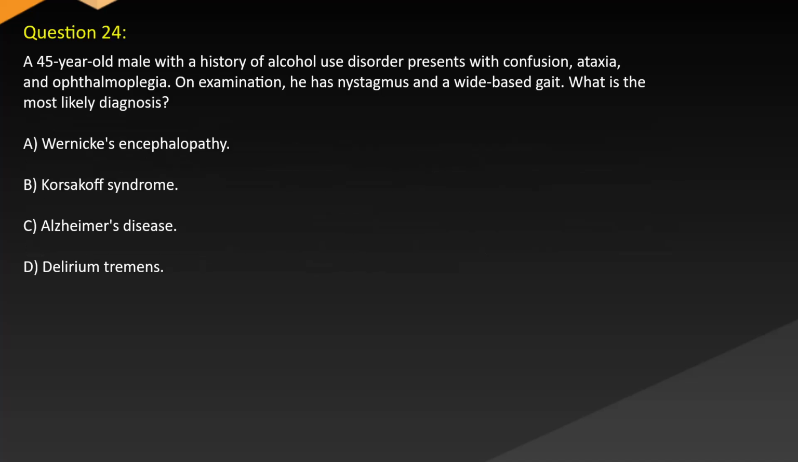Question 24. A 45-year-old male with a history of alcohol use disorder presents with confusion, ataxia, and ophthalmoplegia. On examination, he has nystagmus and a wide-based gait. What is the most likely diagnosis? A. Wernicke's encephalopathy. B. Korsakoff syndrome. C. Alzheimer's disease. D. Delirium tremens.